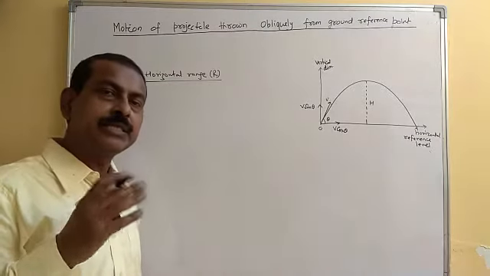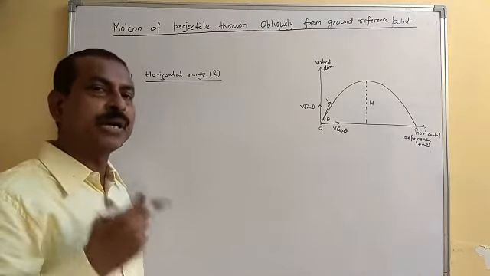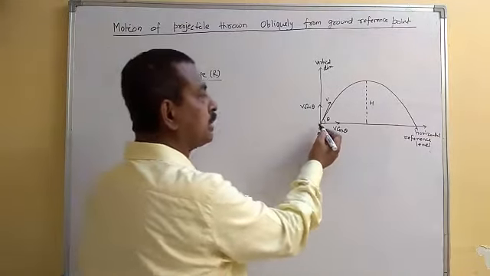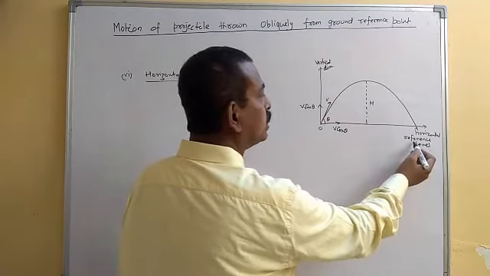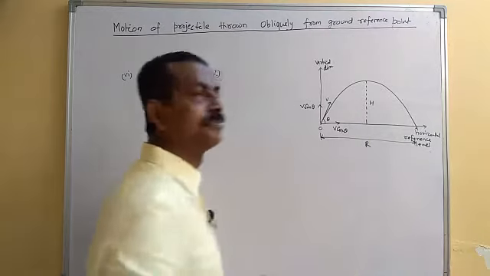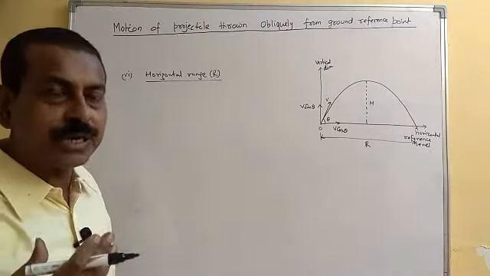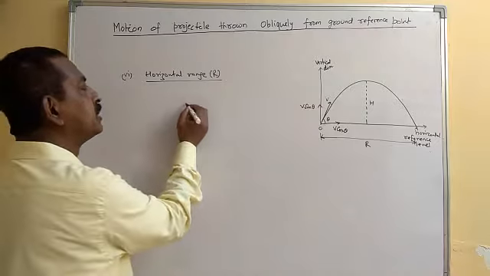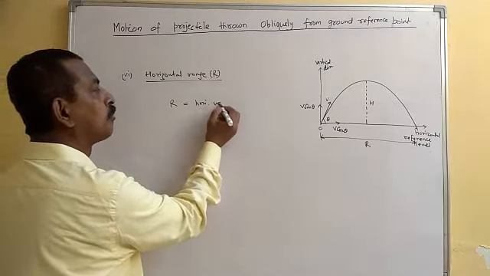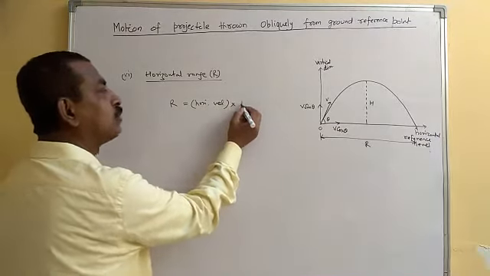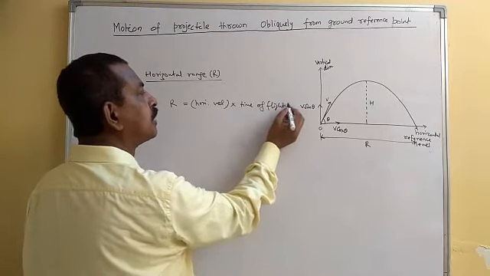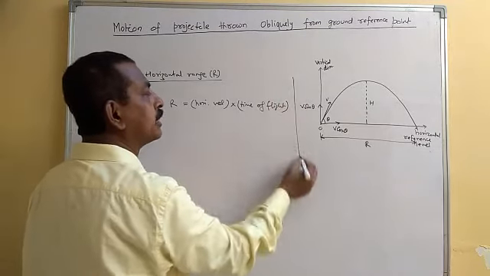Horizontal range is the horizontal displacement made by the projectile in its entire journey. Like if it is thrown from this point and it is ending its journey here, so this particular distance is R. So if you have to find the expression for horizontal range, this will be equal to horizontal velocity multiplied by time of flight. So that will give the horizontal range.